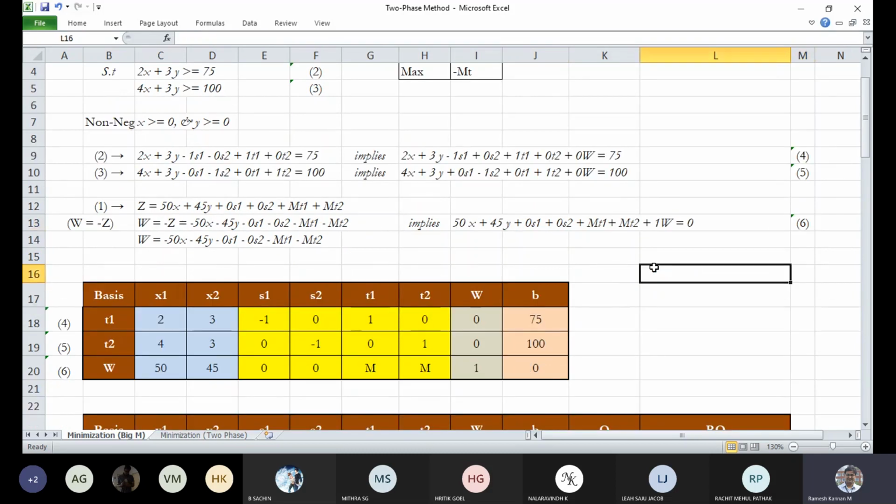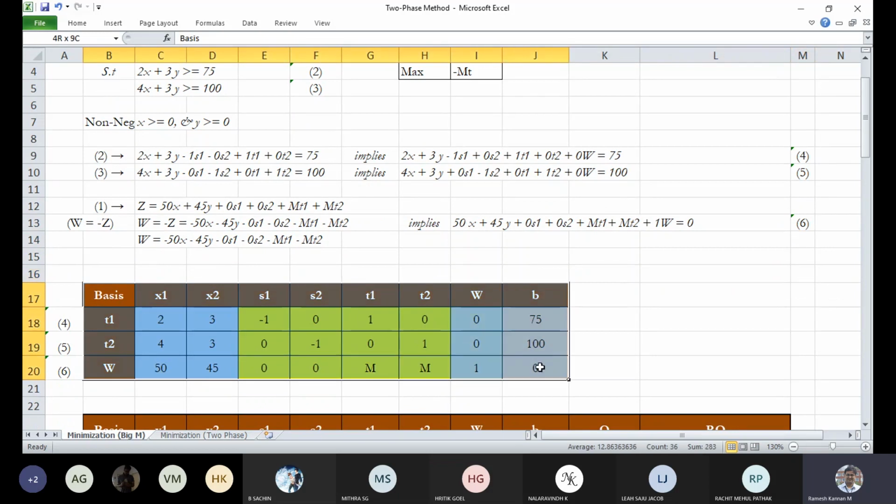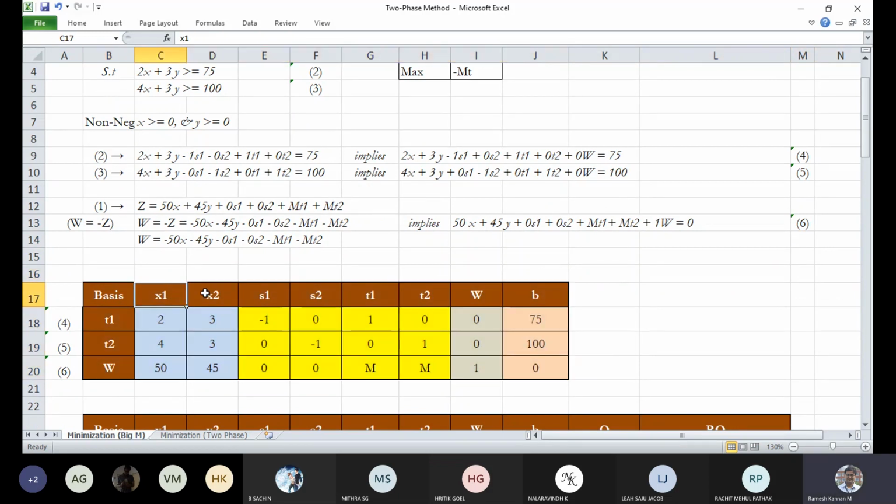Now it's pretty simple. We'll formulate the simplex table. X1, X2 are the decision variables, these are the slack variables, and these are the artificial variables. This is W, which is the objective function, and B is the right-hand side coefficient, and in most cases this is referred to as the solution.